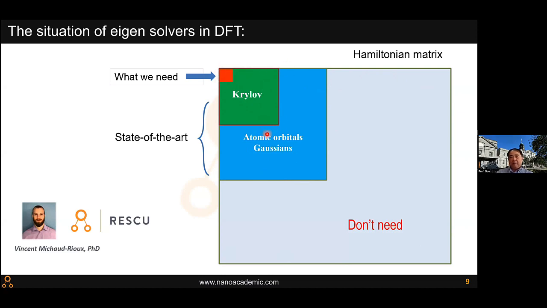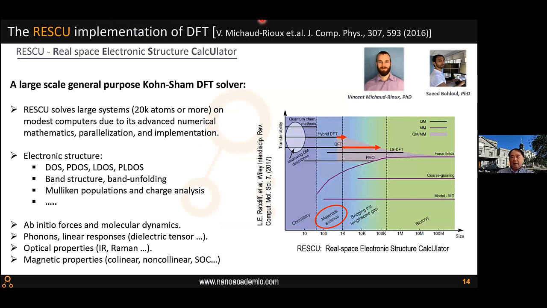Why should we use such a big subspace? There is a lot of mathematics that you can invent or adapt, a lot of computational algorithm development. This is done by Vincent, who is one of our product managers in this code called Rescue, which basically solves what you need. That's why you can solve very big systems. If you are interested in this tool, there is a paper where we publish all the technical details. So forget about these words.